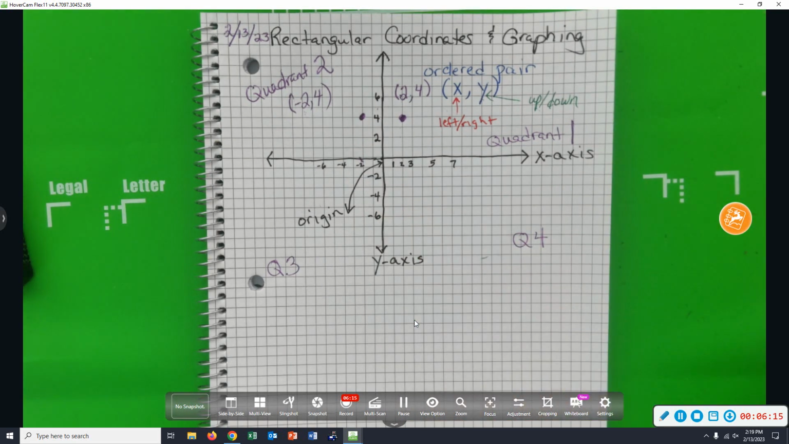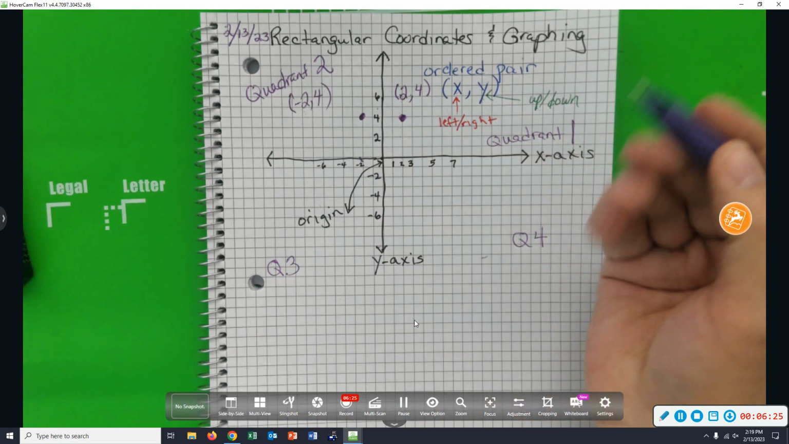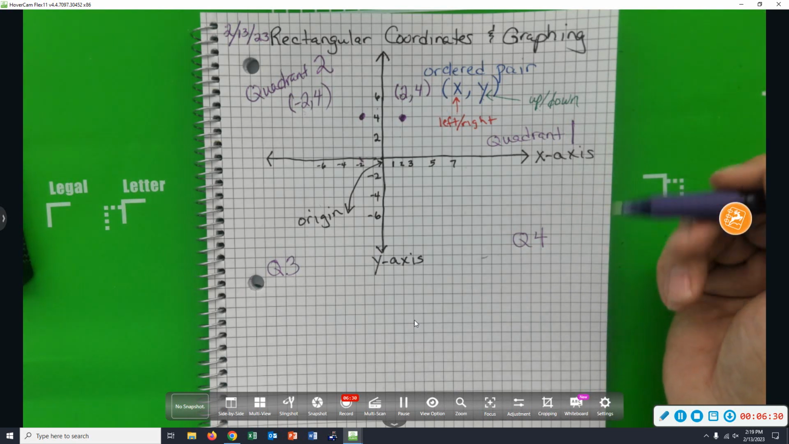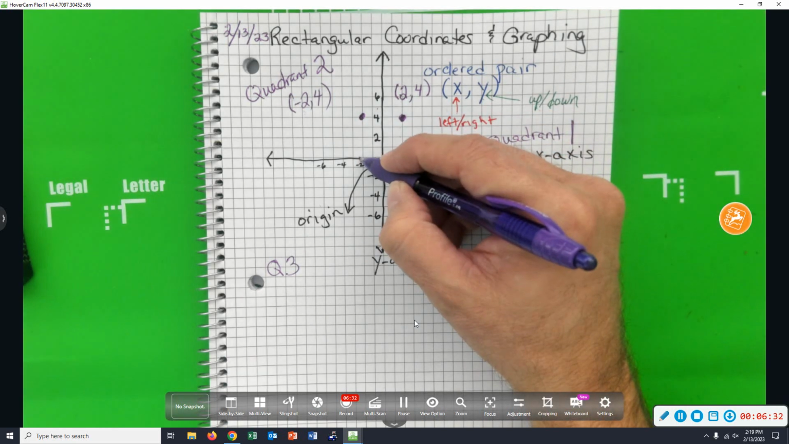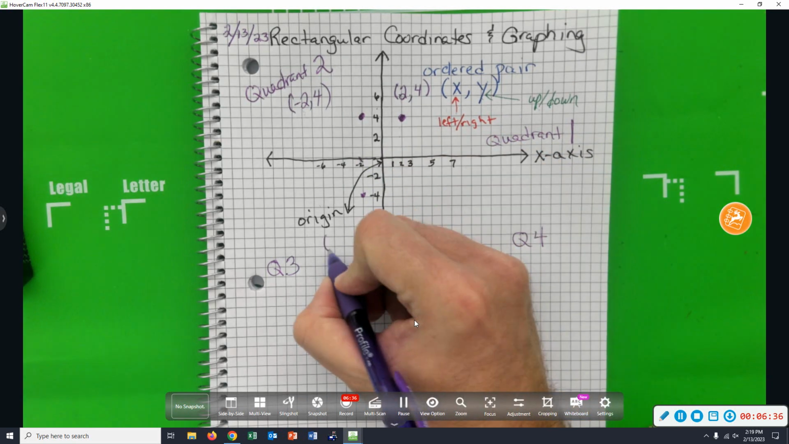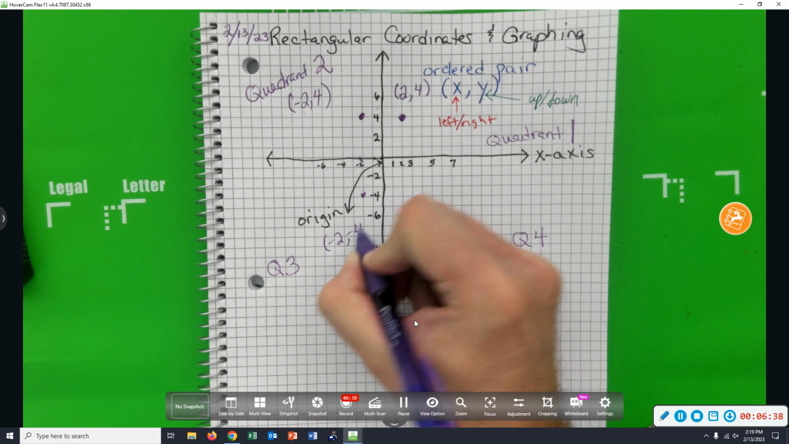It's like it's coming back. When I'm like, oh, yeah. If it's been a while, you'll just have to work at it a little harder. Like in quadrant 3, suppose we were plotting the point (-2, -4). Would that be in quadrant 3? (-2, -4). We'd be moving left 2, down 4.